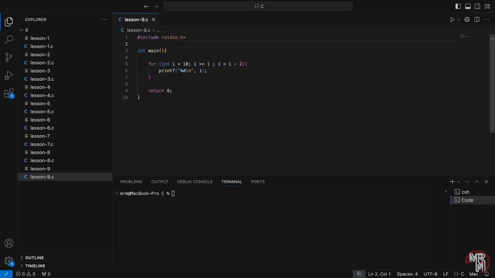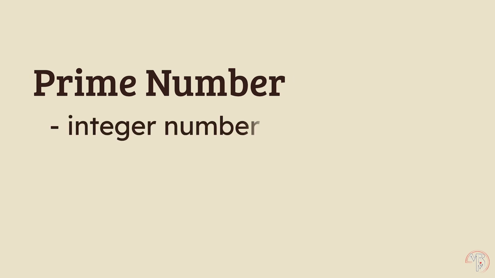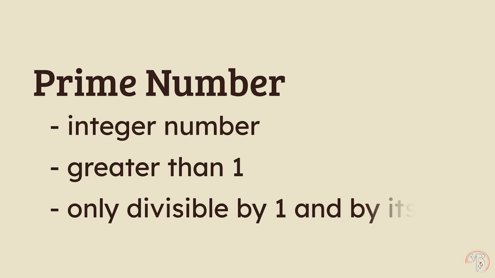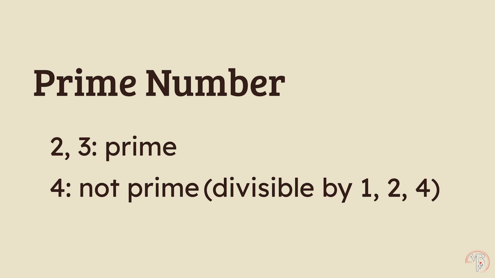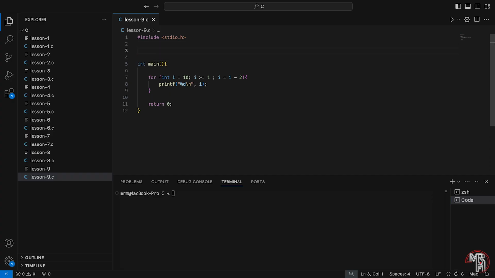Alright, now how about we use the for loop to do something a bit more meaningful? Specifically, let's write a function that checks if a number is prime or not. A prime number, as some of you might know, is an integer number greater than 1 that is only divisible by 1 and by itself. For example, 2 and 3 are prime numbers, while 4 is not, since it's fully divisible by 1, 2, and by itself. Alright, so our function will return 1 if the number is prime, and 0 if it's not.